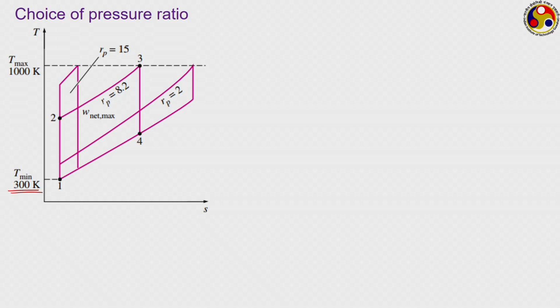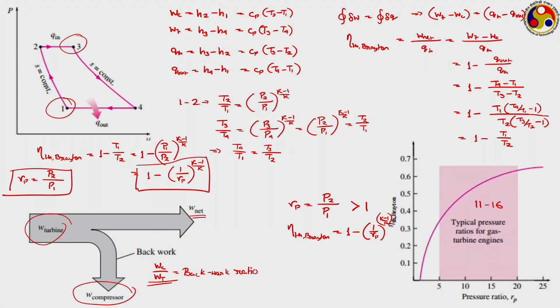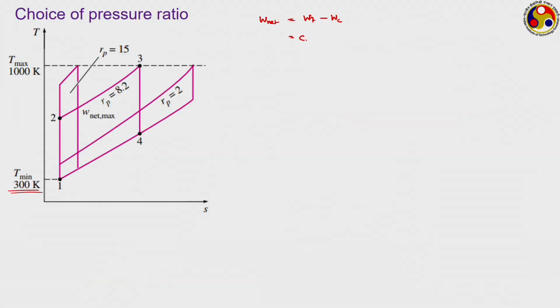Therefore, for given maximum and minimum temperatures, there has to be some kind of optimum level of this pressure ratio, and let us try to identify that optimum level here. Now, we know that the net work output will be equal to the turbine work minus compressor work. Referring to the previous slide, the turbine work was Cp into T3 minus T4, and compressor work was Cp into T2 minus T1.